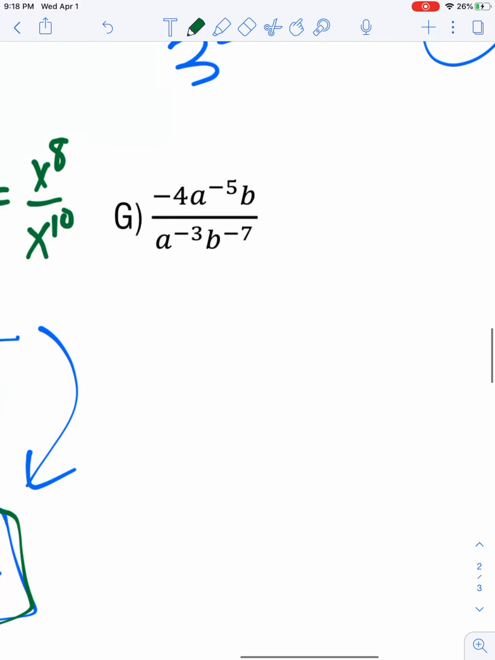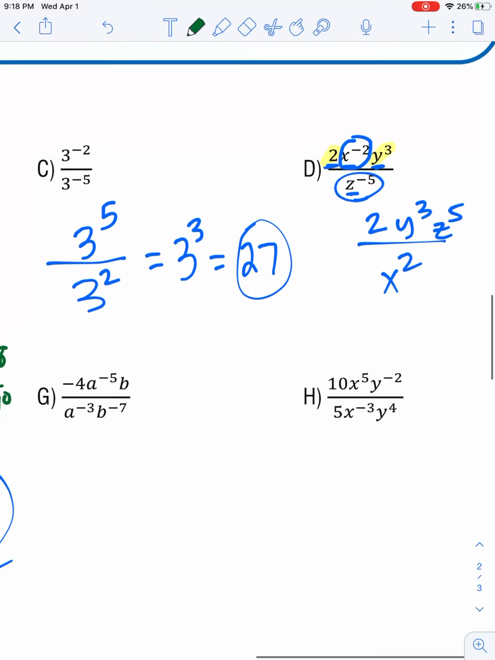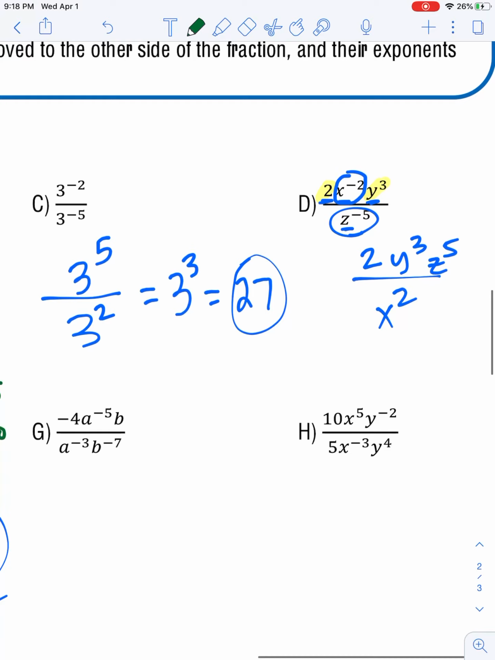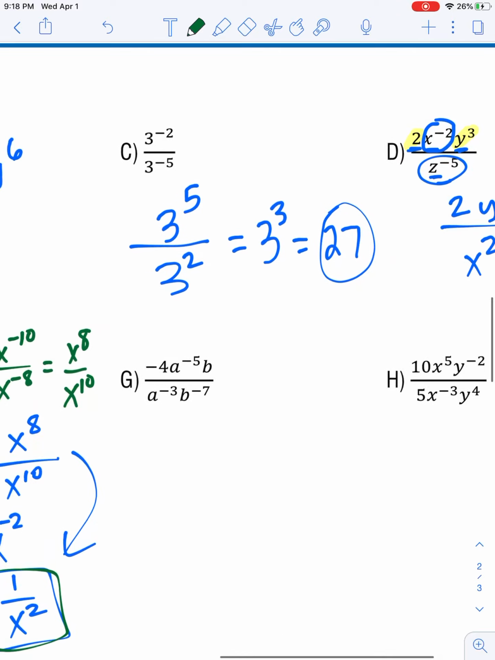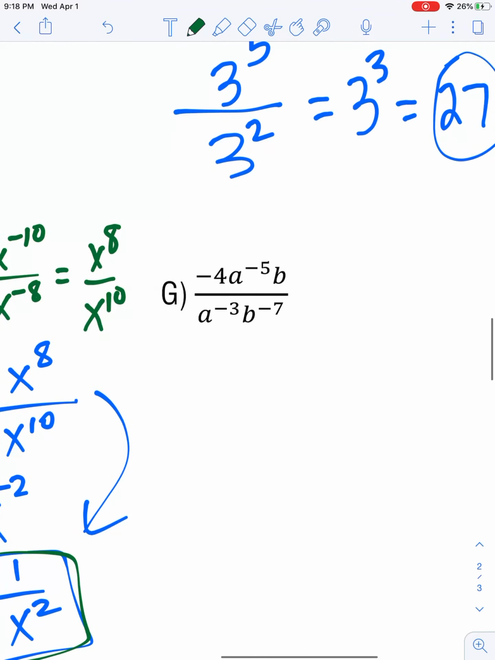All right, part G, maybe on G or H or both. Go ahead and hit pause, try it yourself, and then hit play to check it. So let's start by checking the answer to G. In G, we have a negative 4.